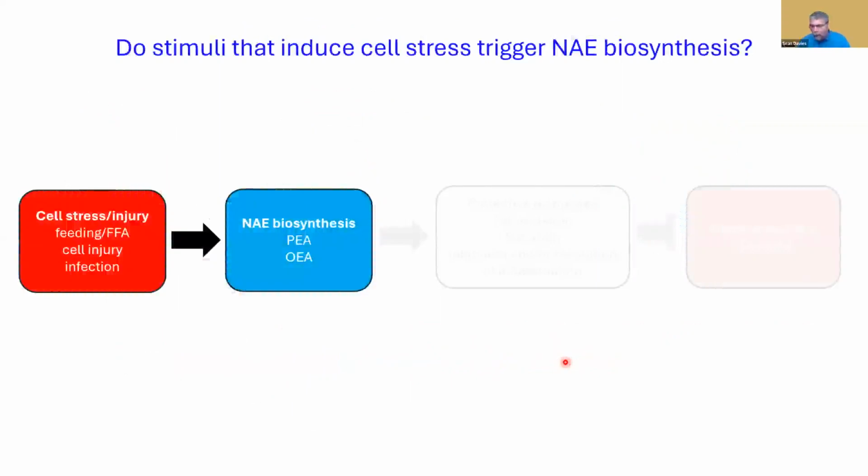Okay, so now I want to just talk about some of the data that support this basic framework and then go into the work that my lab has done. So what's the evidence supporting that cell stress or injury induces NAE biosynthesis?